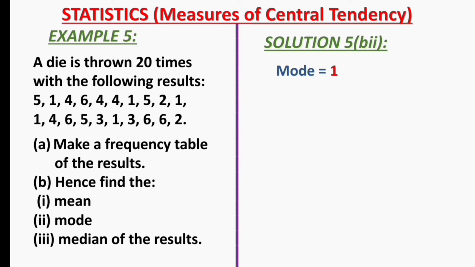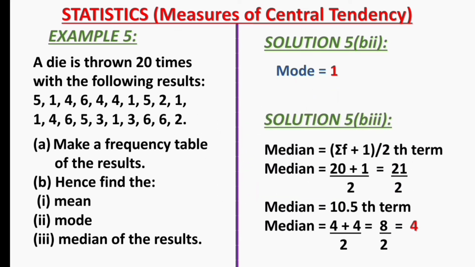Moving on, let's see the solution to question 5b Roman figure 3, talking about finding the median of the results. The solution to question 5b Roman figure 3, the median of the result, is as follows. The formula for the median is sigma f plus 1 divided by 2, the 10.5th value. That makes the median 20 plus 1 divided by 2, which is 21 divided by 2. The median is the 10.5th value. That means the median is going to be the mean of the two middle numbers. Of course, we have 20 numbers, talking about an even number of entries.